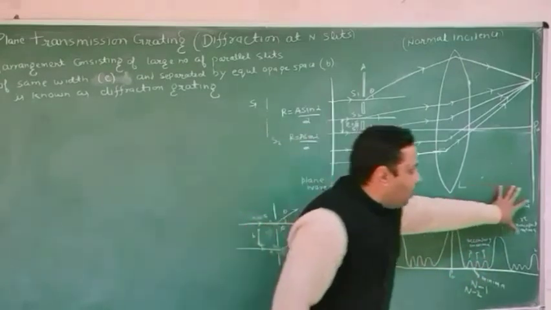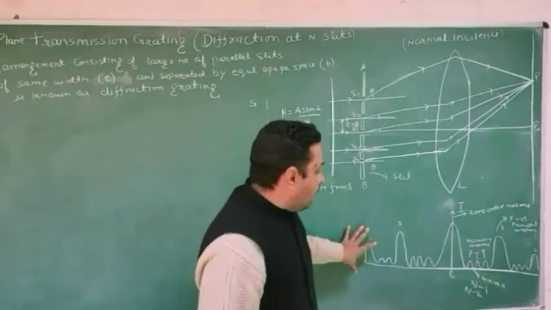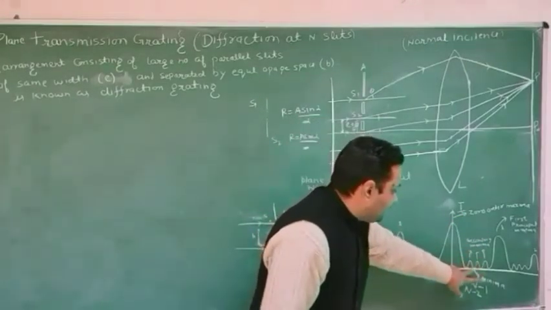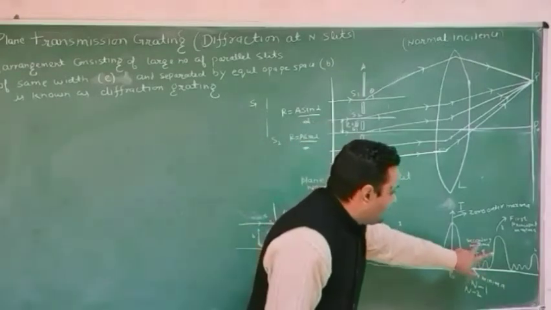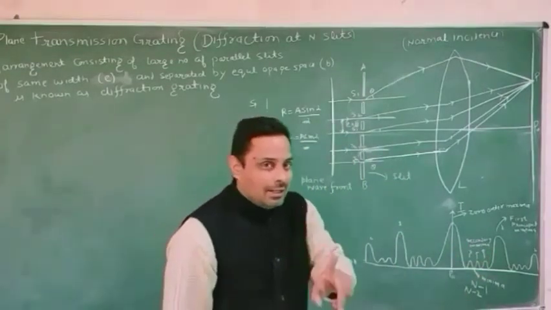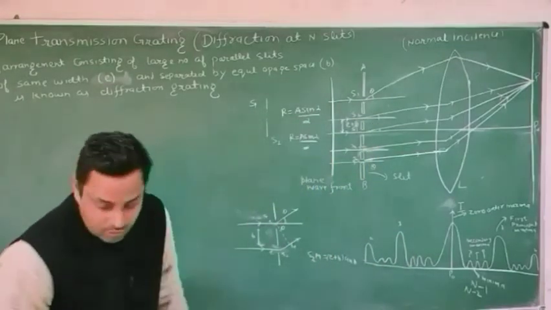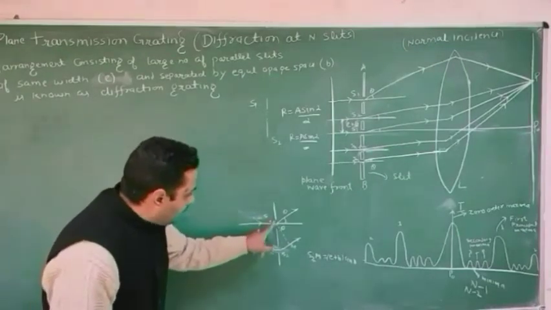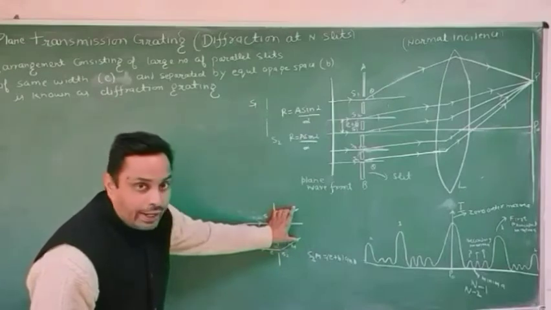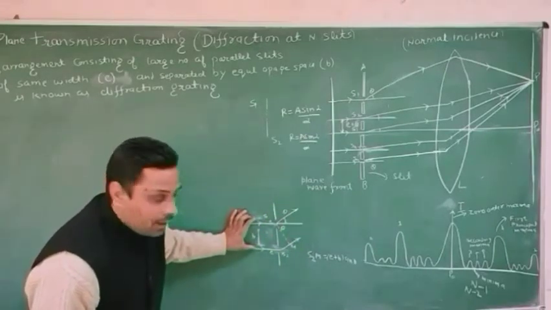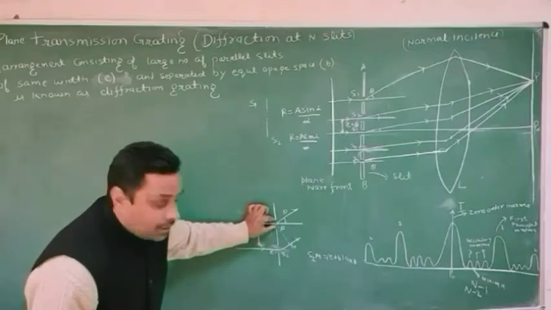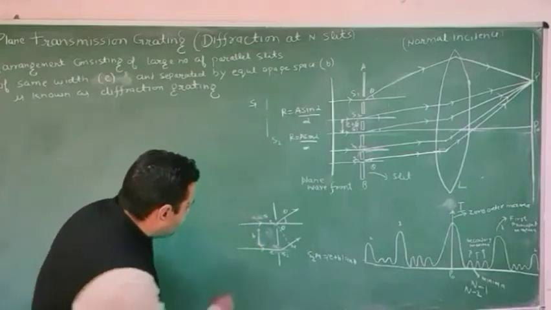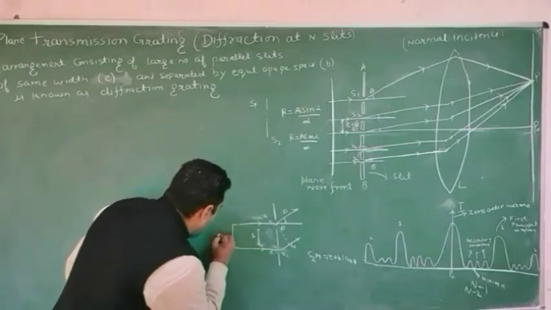Understand? Now we are going to calculate the condition of the zero order maximum first, second the condition of minima, and third the condition of the secondary maxima. Now we have seen that between two consecutive slits, the separation is e plus b, where e is the transparent portion and b is the opaque portion. So S1S2 is basically e plus b.